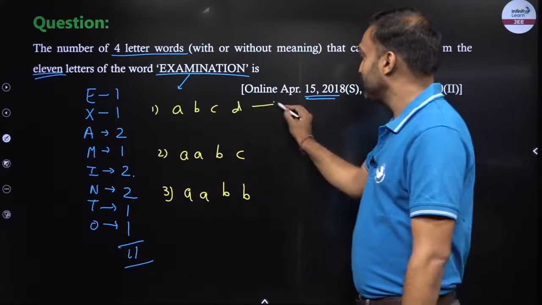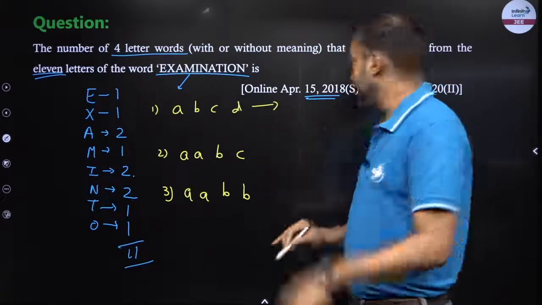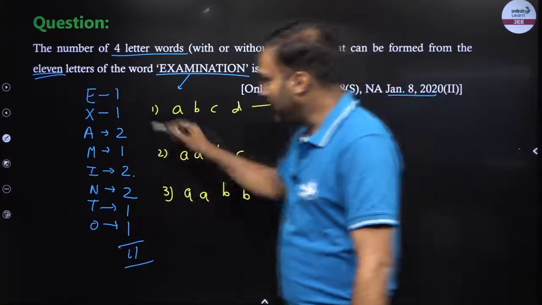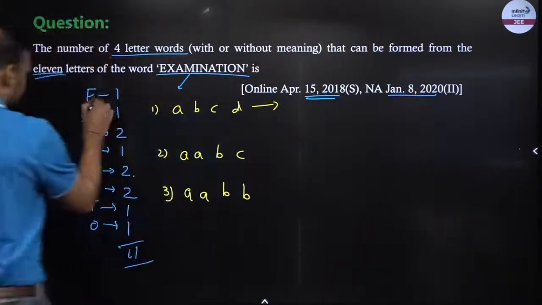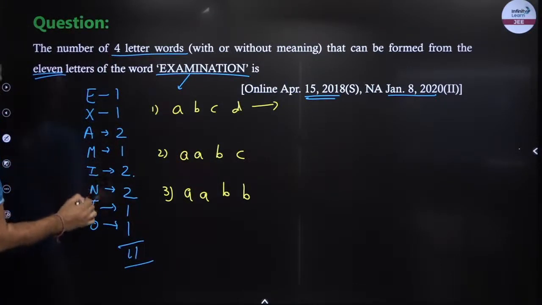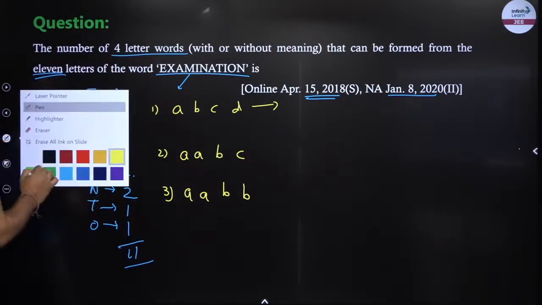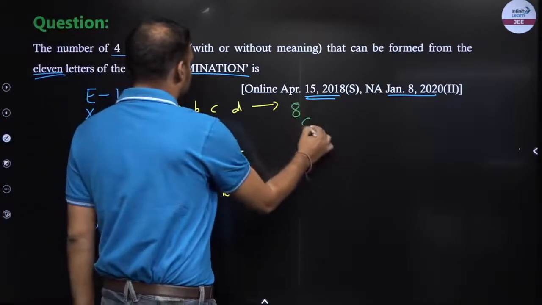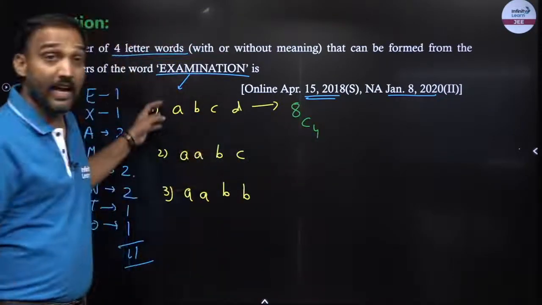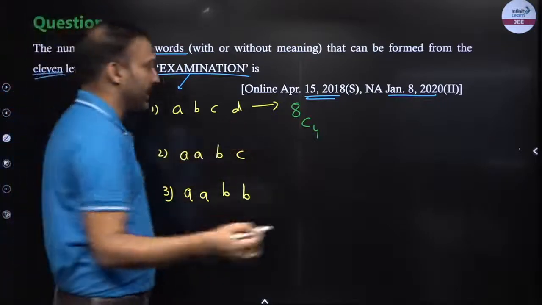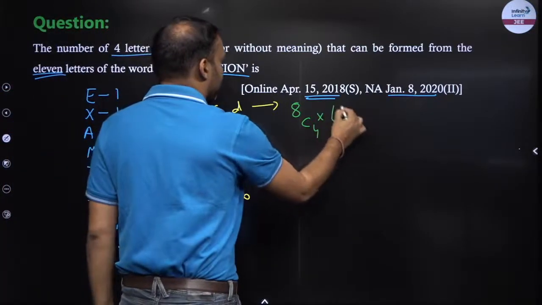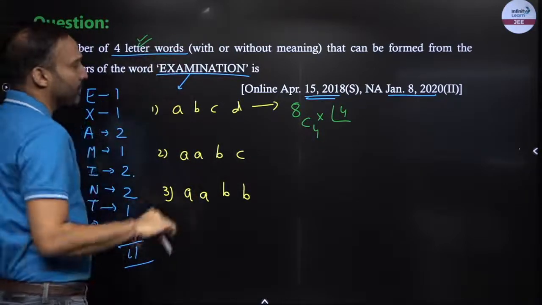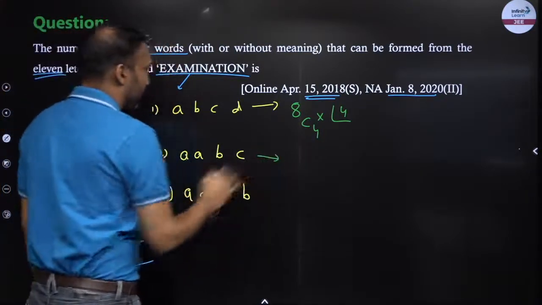Now for this, I have to select 4 letters. Now 4 distinct. How many distinct do I have? Count over here. 1, 2, 3, 4, 5, 6, 7, 8. So I have 8 distinct alphabets. So I can select 8C4. So I got all the 4 letters. Now arrange them to get the 4-letter words, because at the end I need to find the 4-letter words, meaningful or not meaningful.